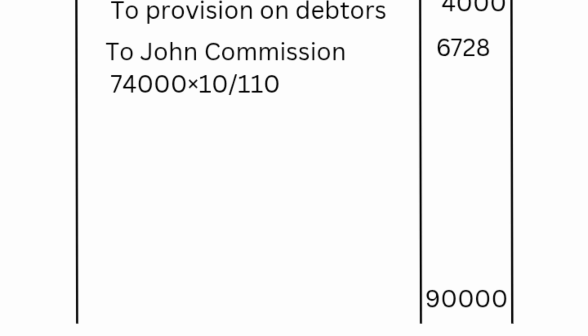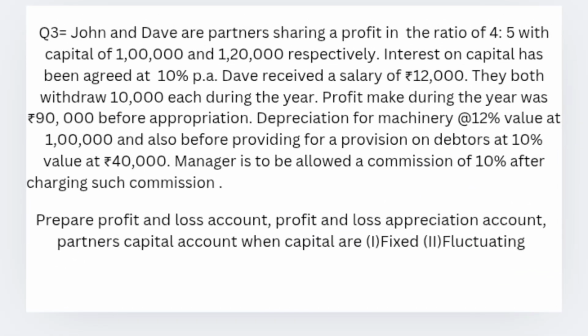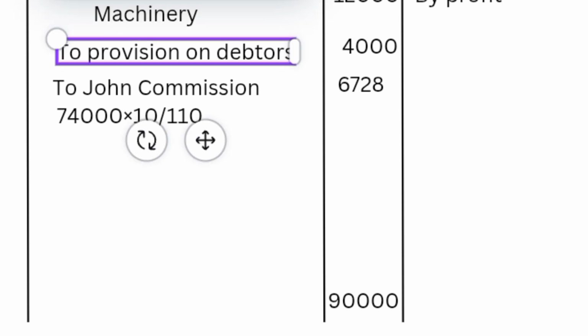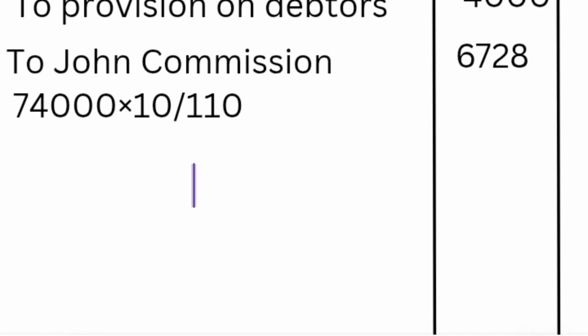Now I think there's no item left, so we'll move to the next item, which is the last item of this account, that is the profit and loss appropriation account. This amount will transfer to the profit and loss appropriation account because the amount from the credit side is bigger than the amount from the debit side, so it will be a profit. If the amount from the debit side is bigger, which is usually rare, then we have to write loss on appropriation account.